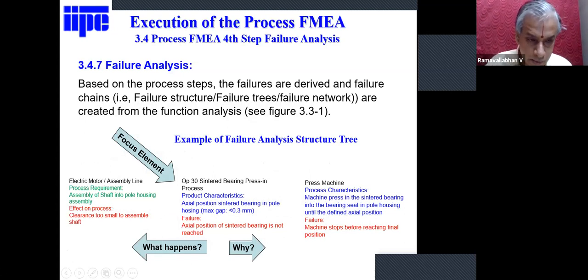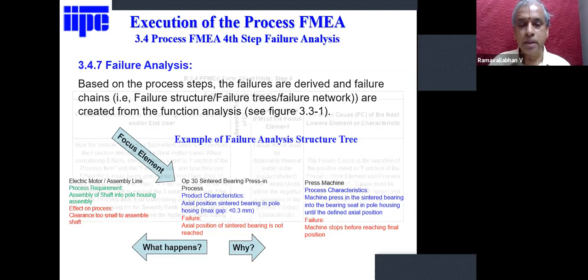happens? Here, in what happens, if you see, the clearance is too small to assemble the shaft. There, the clearance was too small. The assembly has not taken place. Here, the axial position of the sintered bearing is not achieved. It's not matched. Axial position is not matched. Here, the machine has stopped even before the destination arrived. Now, this we are putting into the format.